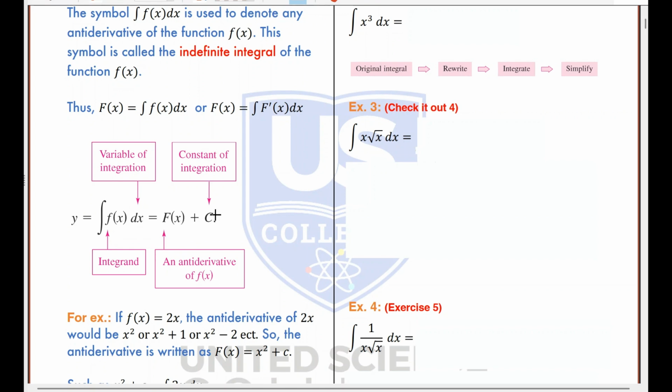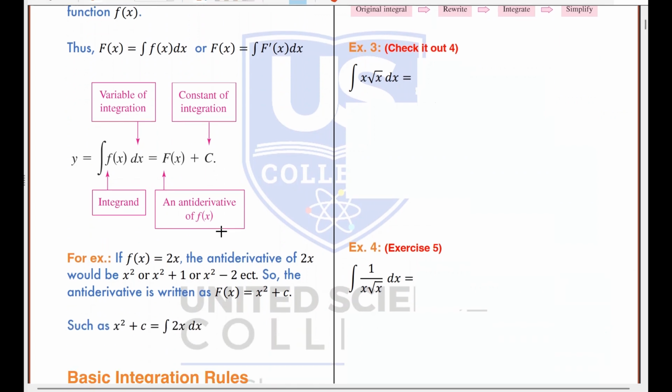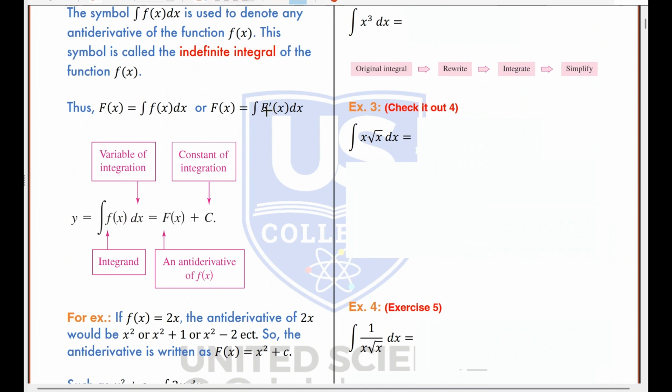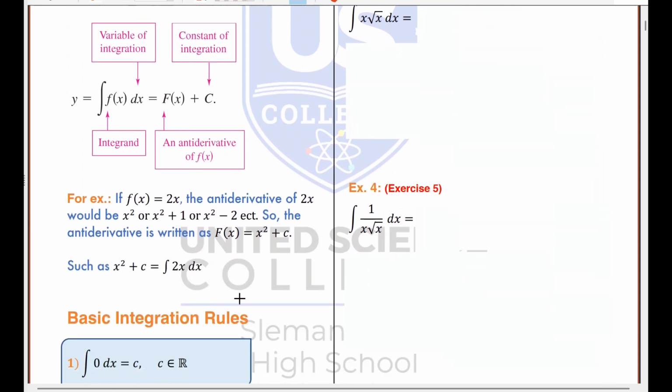And we always add c after finding the antiderivative, because let's take a look at this example. Let's say I know what little f is. I know the function written inside the integral is 2x. I'm looking for its antiderivative, meaning this little f is a derivative of something. But this 2x is the derivative of what? You can do some mental math and say it's x squared, right? Derivative of x squared is 2x.